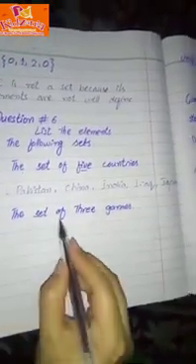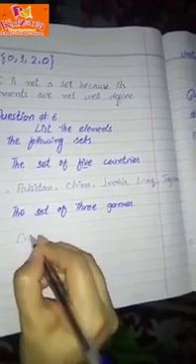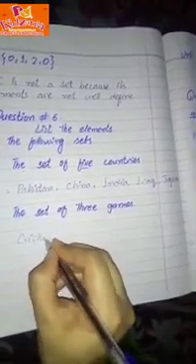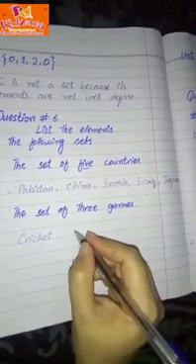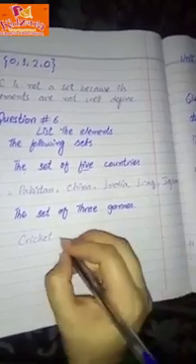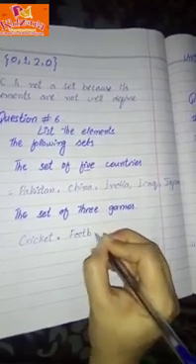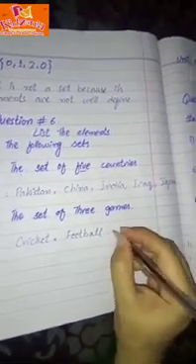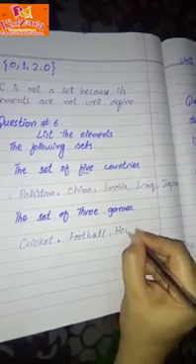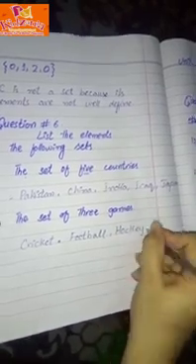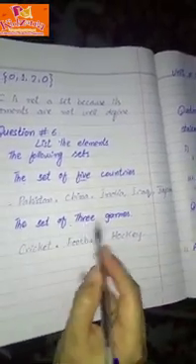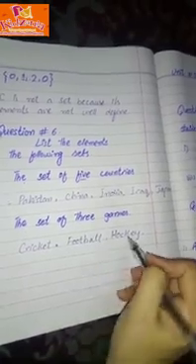Question number 2. The set of 3 games. 3 games: cricket, you can write according to your own choice, football, hockey, and that's it. The set of 3 games: 1, 2, 3.